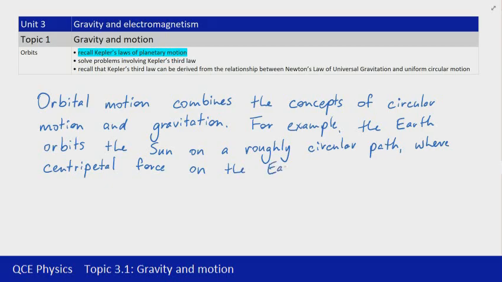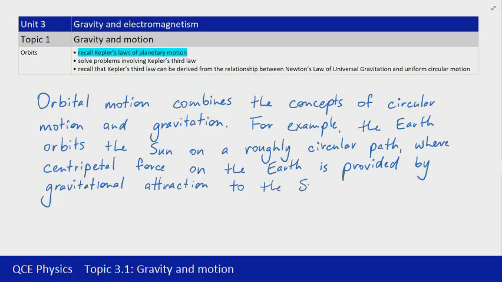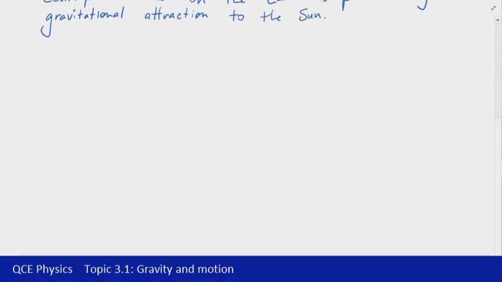So that's the sort of linking those two ideas together to really get a good sense of how it is that physics works, I suppose. It's not just individual ideas in isolation, it's that we can actually draw them together and develop that into another area of focus. And so centripetal force here on Earth provided by gravitational attraction to the Sun. That means that we can do some things with the equations that are involved for both centripetal motion and gravitational attraction. So we know here that we're saying that the centripetal force is the same as the gravitational force. I'll just use the subscript G there to indicate the gravitational force.